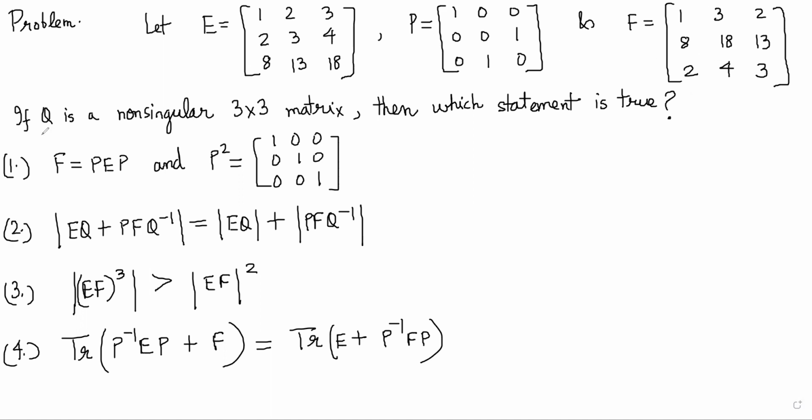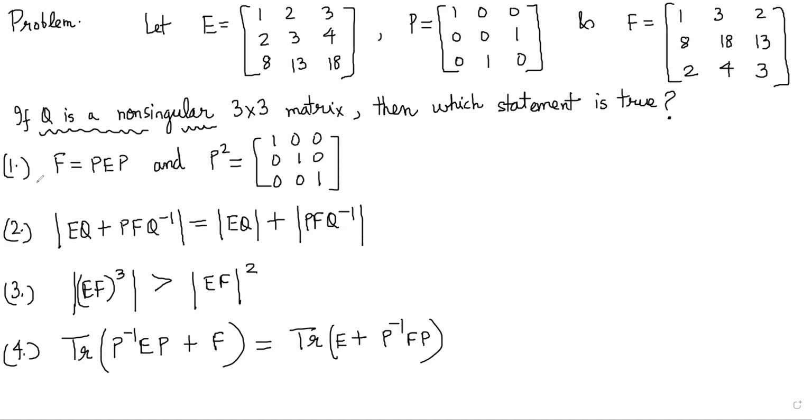And they have said that Q is a non-singular matrix. Non-singular matrix means that the determinant of Q is not zero. And it's a 3 cross 3 matrix, right? And which statement is true? So such questions can come in the multiple correct section of your JEE Advanced. So we'll learn how to analyze this type of problem.